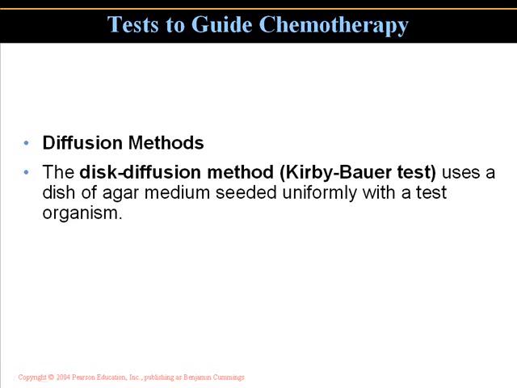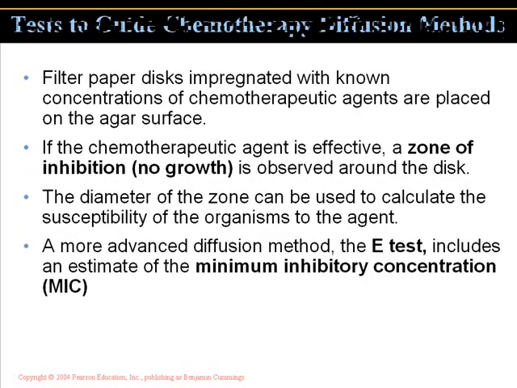It uses a disc on an agar medium that's seeded uniformly with a microorganism. When the antibiotic therapy is applied, it can demonstrate the effectiveness of the antibiotic therapy. These tests sometimes use a filter paper disc that's impregnated with a known concentration of a therapeutic agent. Now remember, this is typically an antibiotic. The chemotherapeutic agent, if it's effective when it's dropped on a plated agar dish, typically produces a zone of inhibition, or a clear zone where there would be no antimicrobial growth.